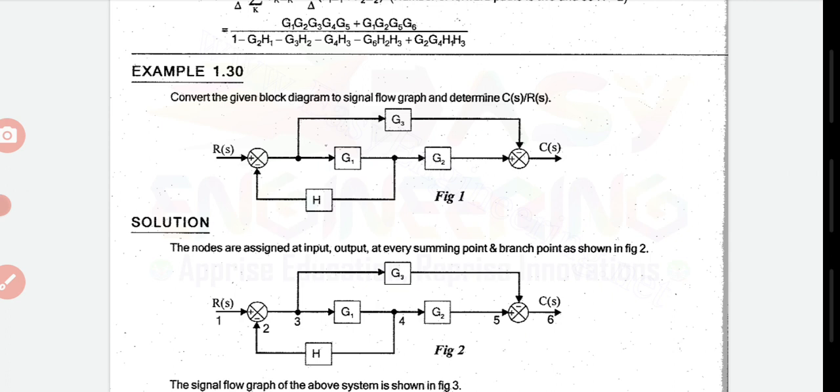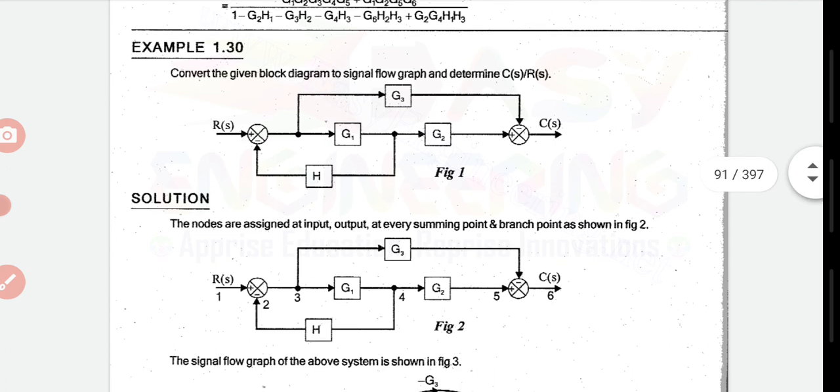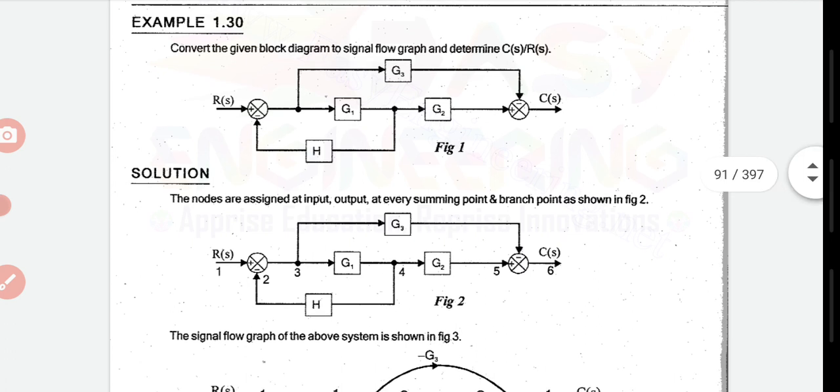So today we are going to solve the signal flow graph, the overall gain of a signal flow graph. In the previous classes, we have discussed how to calculate the overall gain of a signal flow graph if directly the signal flow graph is given. If they have given a block diagram, how do we find the overall gain of a signal flow graph?